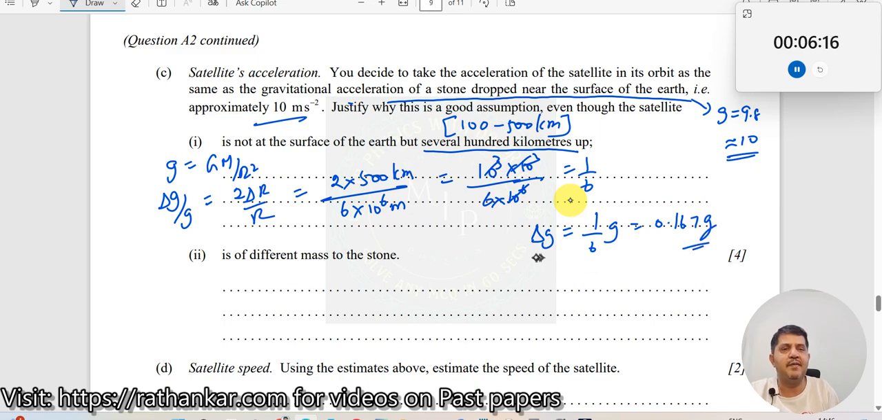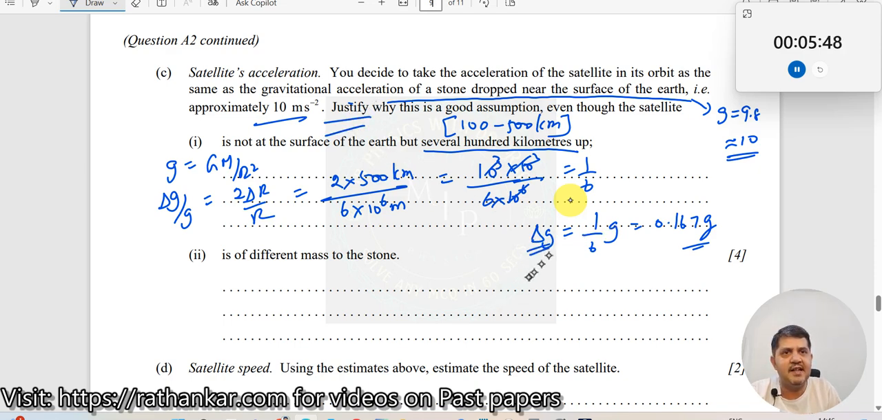Okay, so the value of g can vary of the order of only 16% of it, which is really very, very small, even though I consider a distance of 500 kilometers. Usually these satellites, which you say are visible through the eyes, will not be at a height of 500 kilometers. It would be of the order of some 100 to 200 kilometers, not more than that. So therefore, definitely this approximation serves to be a good one. So therefore, we can justify that the value of g does not change much over here.